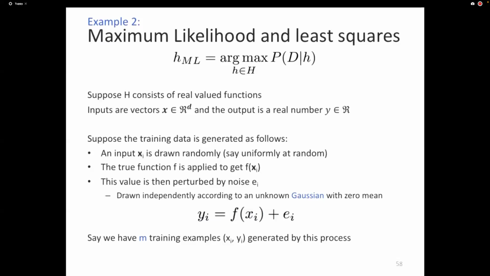Any questions about this modeling assumption? I mean, you might argue that this seems unreasonable, but any questions that are not about that?